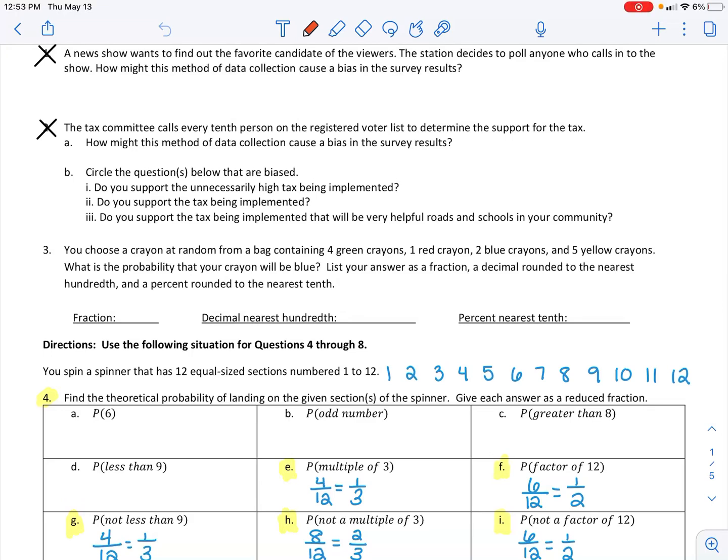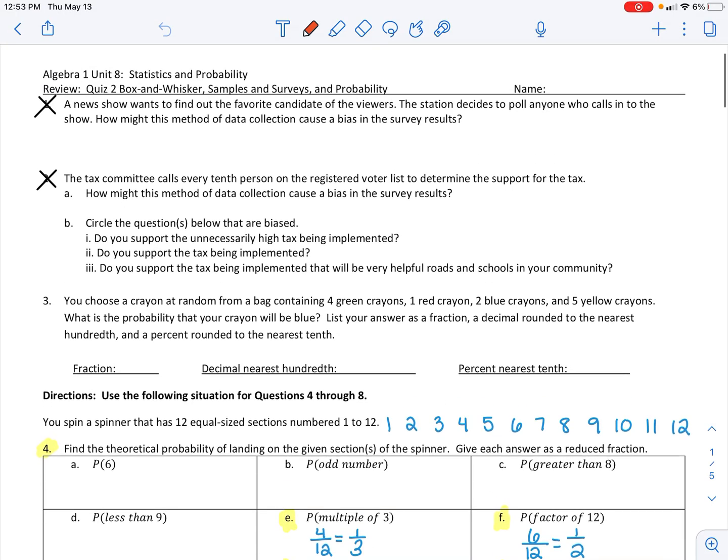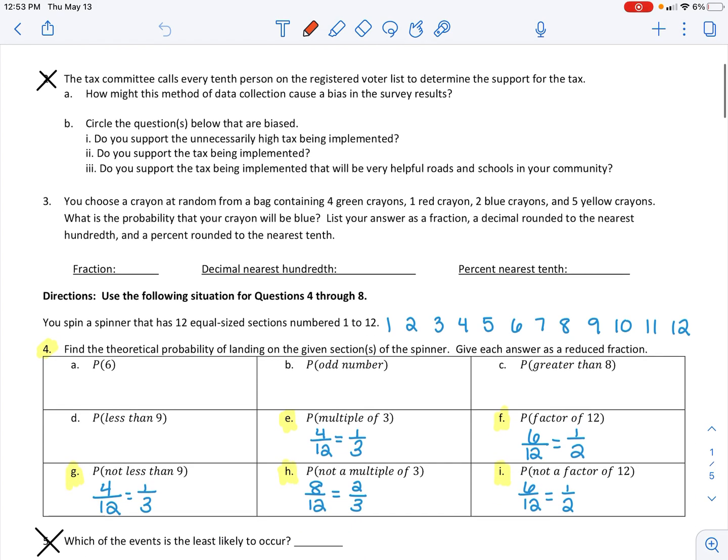Okay, so we are going to be looking at the Unit 8 Quiz 2 review. We did cross out quite a few of them, so 1 and 2 we are not going to do. But let's go ahead and look at number 3.